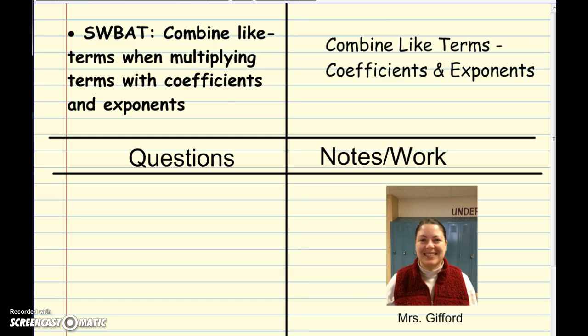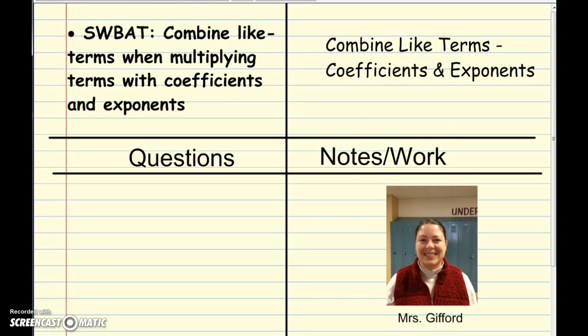Today I'm going to add in coefficients and exponents, and we're going to multiply them together, use our rules of exponents, and then also simplify and look for like terms like we did back in lesson 1. So after this lesson, you will be able to combine like terms when multiplying terms with coefficients and exponents.